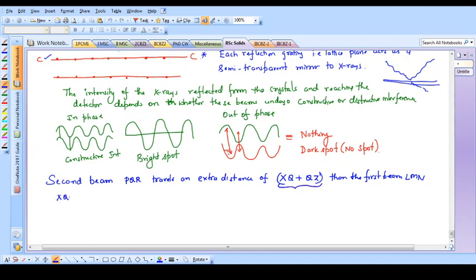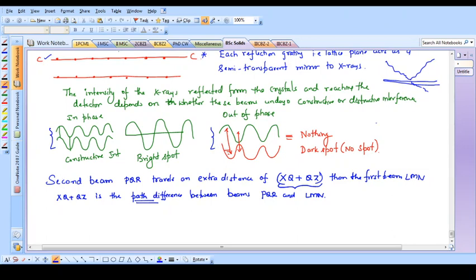So XQ plus QZ is nothing but the path difference between beams PQR and LMN. So the value of this path difference decides whether the two beams are in phase or they are out of phase, and that would result whether we get a bright spot in the diffraction pattern or no spot, a dark spot in a diffraction pattern.